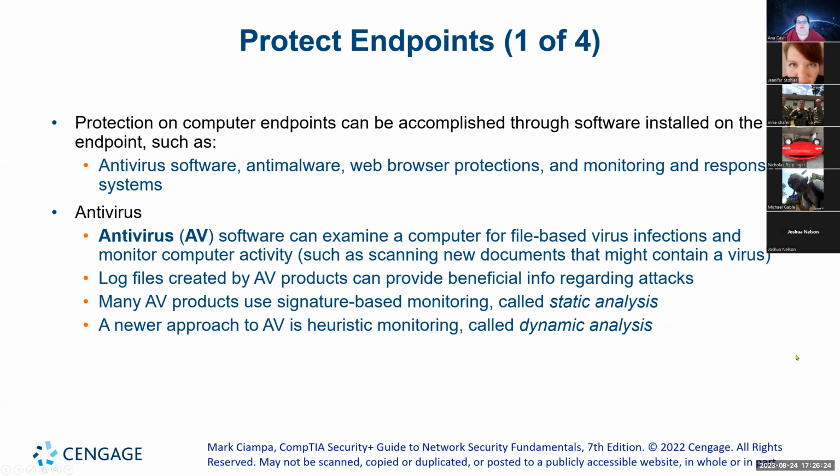Protection of endpoints. Protection on computer endpoints can be accomplished through software installed on the endpoint, such as antivirus, anti-malware, web browser protections, and monitoring and response systems. Antivirus, at the very least, they should have antivirus. Antivirus software can examine a computer for file-based virus infections and monitor computer activity, such as scanning new documents that might contain a virus. Log files created by AV products can provide beneficial info regarding attacks.